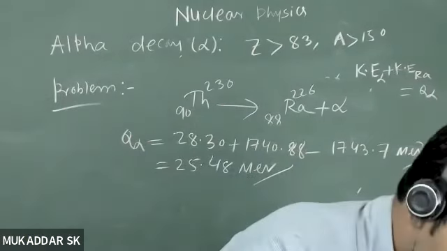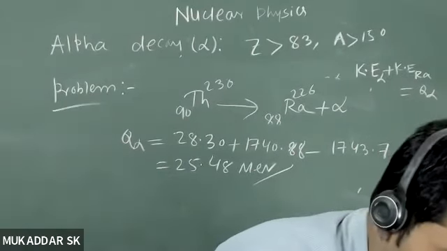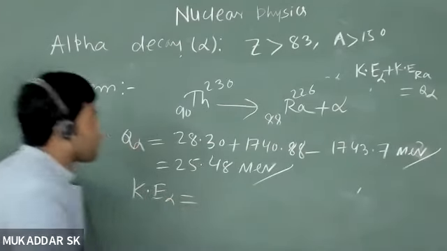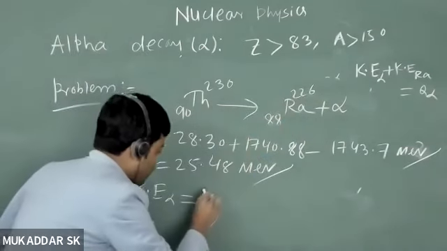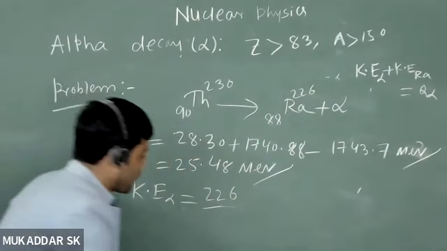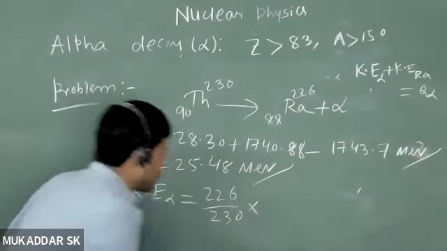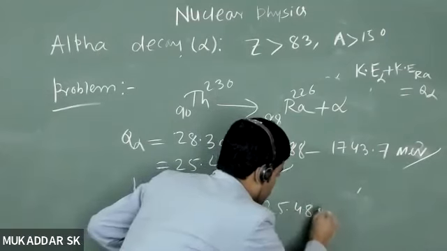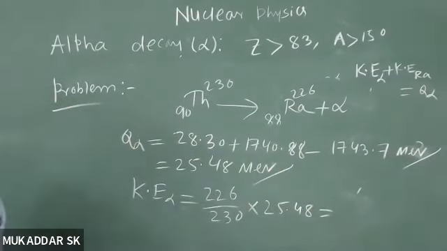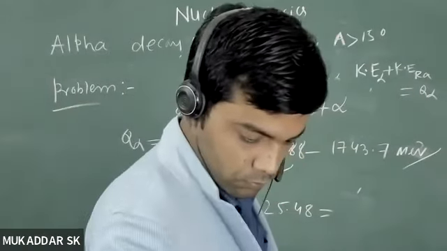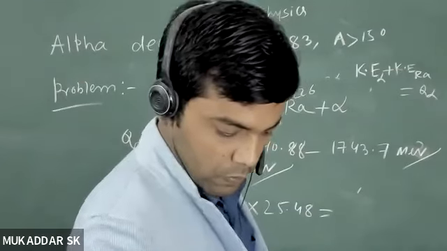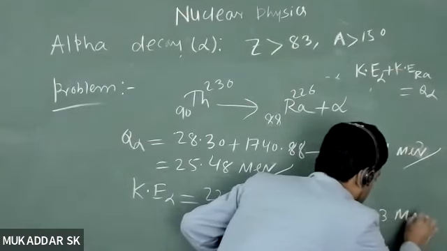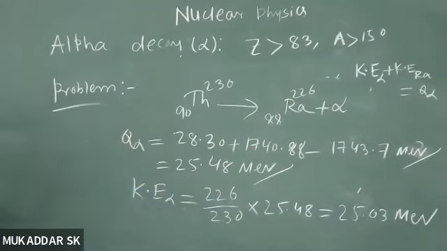Now we can calculate, right? Now we can proceed to calculate the kinetic energy of the emitted alpha particle, and that will be (A minus 4) by A. It means the mass number of the daughter, that is 226, divided by the parent mass number, which is 230, times the total energy release, that will be 25.48. If you calculate this, calculate it, how much are you getting, check. 25.03. Very good, 25.03, right? Okay. So this is the contribution of the kinetic energy of the alpha particle.